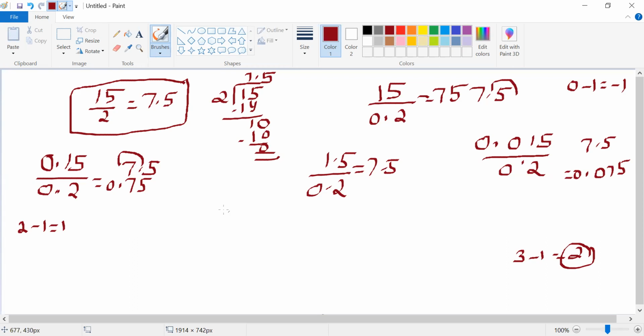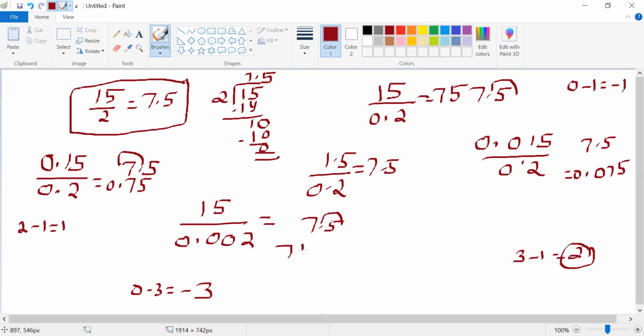Now if it is 15 divided by 0.002, 15 by 2 is 7.5. Numerator 0 decimal places, denominator 3 decimal places. 0 minus 3 is -3. So the decimal has to move 3 steps to the right. 1 step gives 75, but 2 more we need, so 2 more zeros will come. So 7,500 will be the answer.